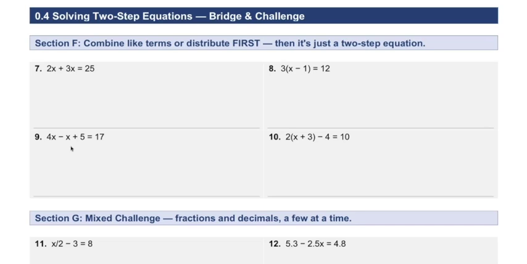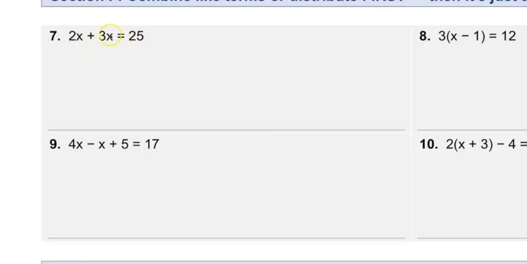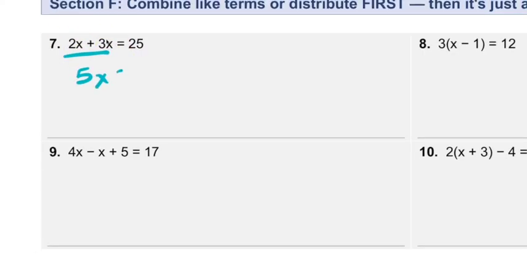We're trying to bridge what we did last time, what we're doing this time. So we're still going to solve these. Let's go a little deeper. So first thing here we want to do is add up like terms. So 2x plus 3x, we're going to add them up. And you get 5x equals 25. And then we just divide by 5. So x is going to equal 5.